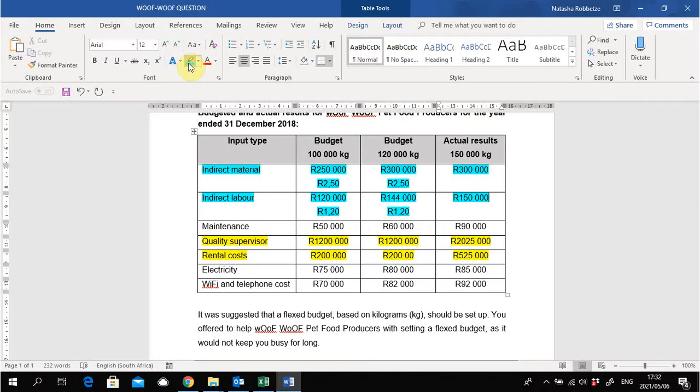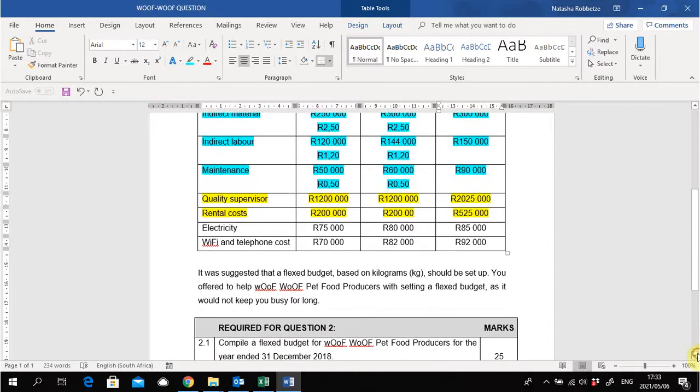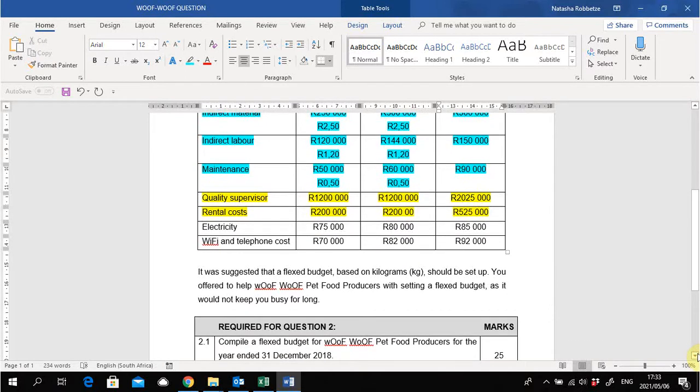Then if I calculate my maintenance, 50,000 divided by 100,000 gives me 0.5. And 60,000 divided by 120,000 kilograms gives me a half as well, which is 50 cents. Again, it is exactly the same, so I'm just going to highlight it and know that that is a variable cost. Then I have already identified that the quality supervisor cost and the rental costs are fixed costs because they are exactly the same at every budgetary level.